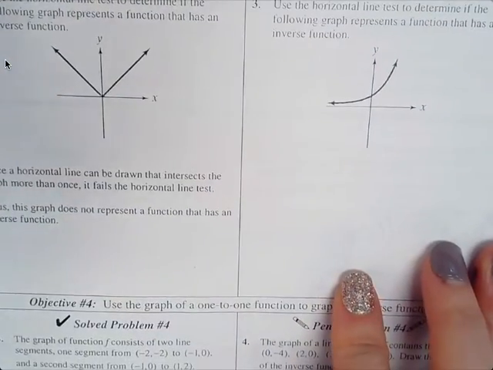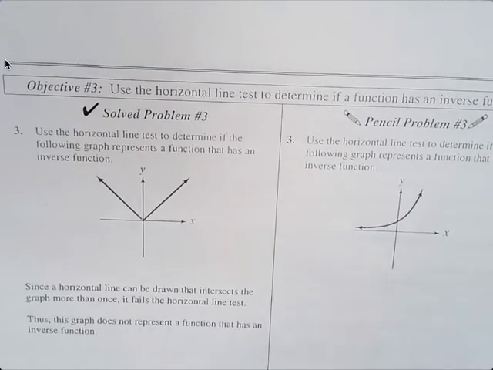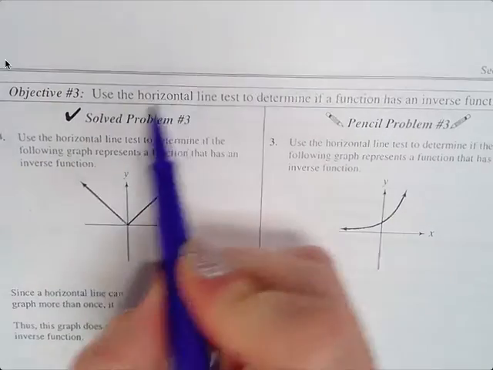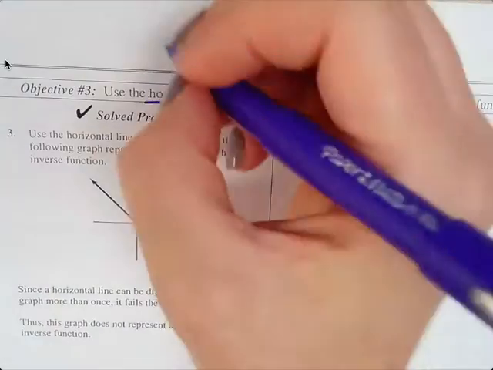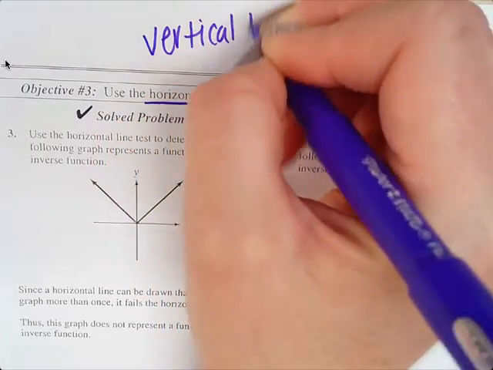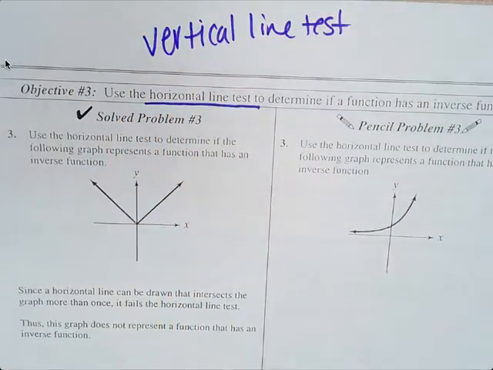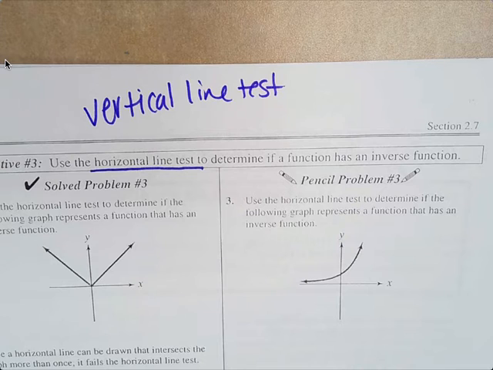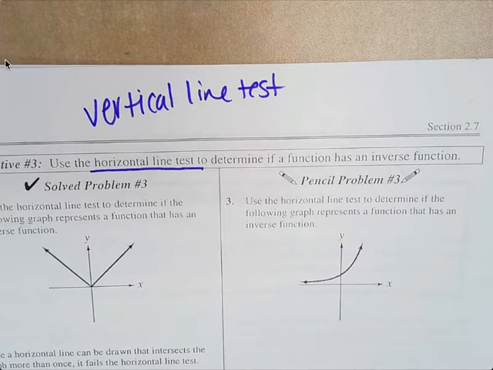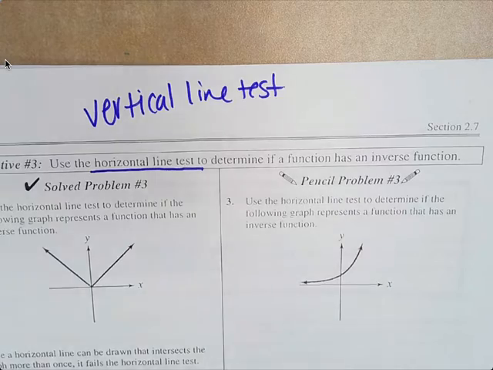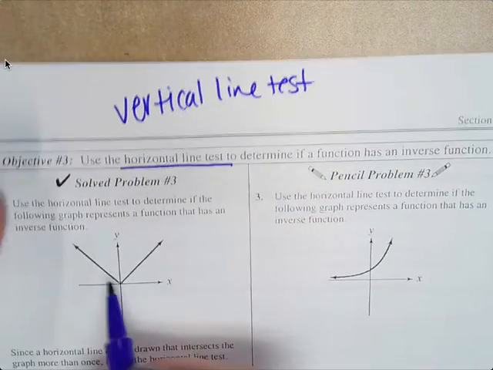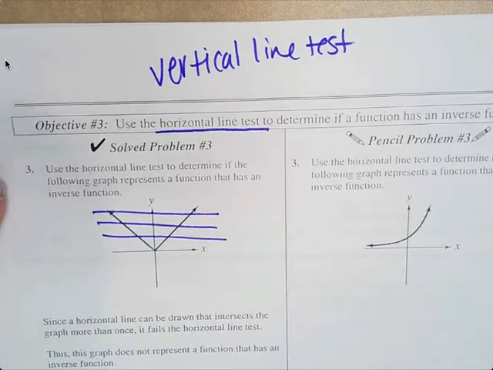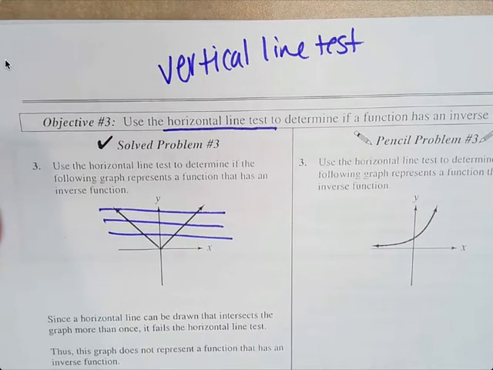Okay, let's look at objective 3. Use the horizontal line test to determine if a function has an inverse function. Do y'all remember the vertical line test? Yeah. So the vertical line test said if you can make vertical lines all the way down the function, and if it only touches that function one time, then it's a function. So the horizontal line test would be to draw horizontal lines to determine if its inverse is a function. My horizontal lines are not so horizontal. They look a little diagonal.